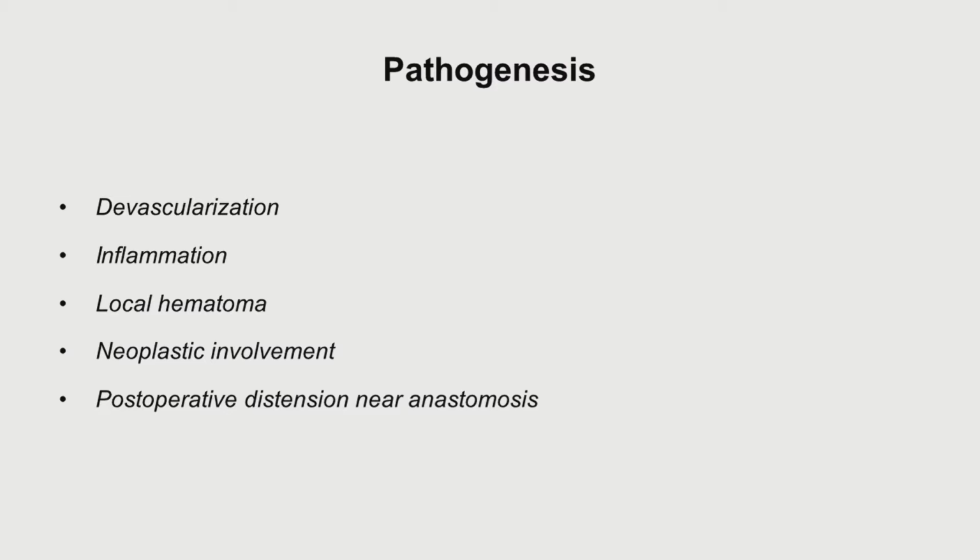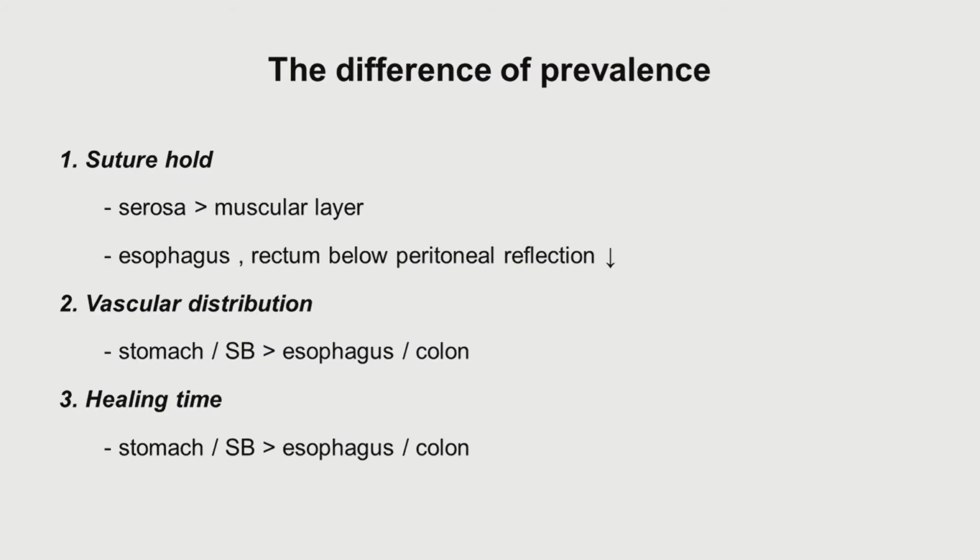Devascularization, inflammation, local hematoma, neoplastic involvement, and postoperative distension near anastomosis are pathogenesis of leakage. The prevalence varies depending on the site. As seen before, esophagojejunostomy site was the most frequent leakage site. Usually, the serosa layer holds the suture most strongly, so the esophagus and rectum below the peritoneal reflection, which don't have serosa, could be vulnerable to leakage compared to the other sites. In addition, the esophagus has less vascular distribution and needs more healing time compared to other sites.